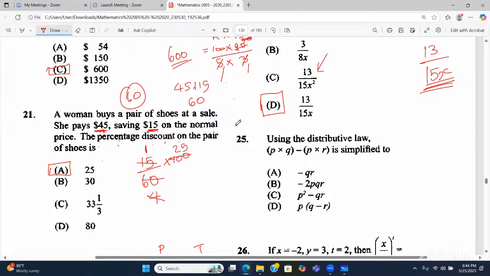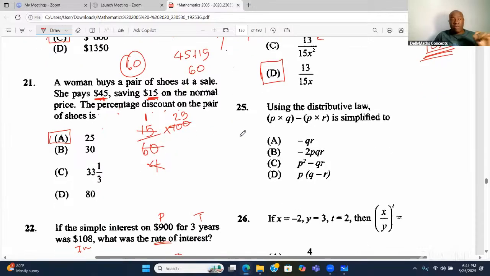To me, it's a harder paper to deal with because of the errors that you're going to make. All right, let's go. It says using the distributive law, right?